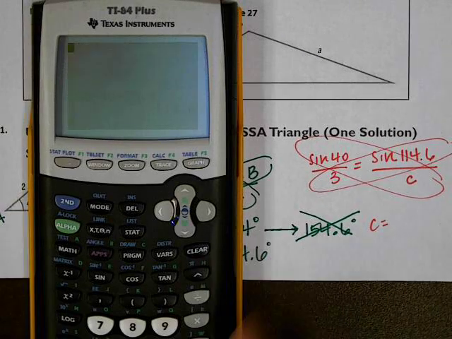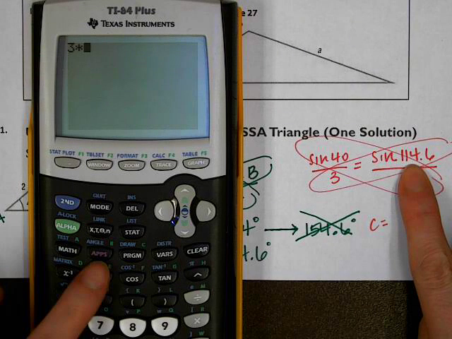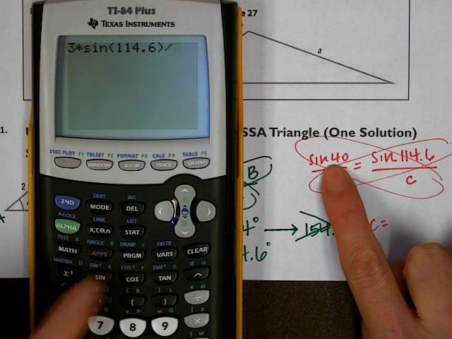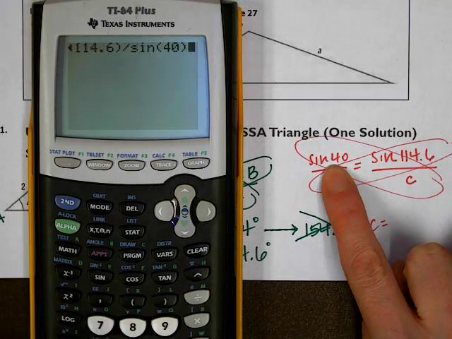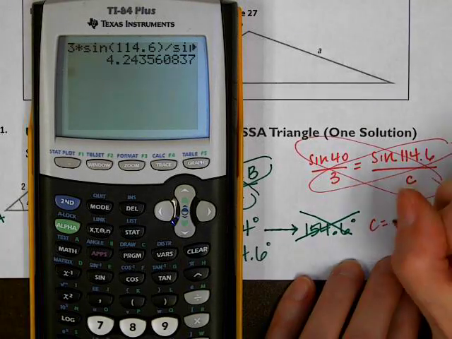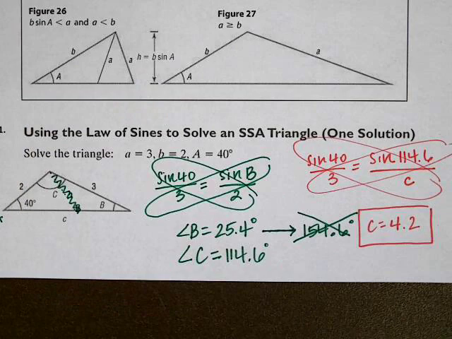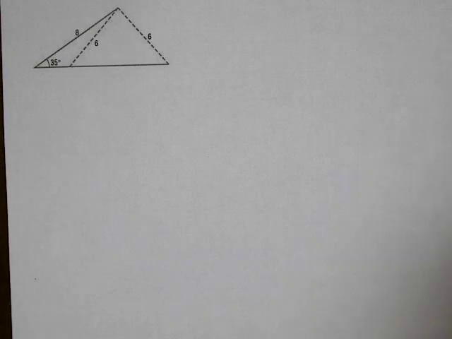So we have 3 times sine of 114.6 divided by sine of 40. And no inverse on this one because we're just finding a side. So C is about 4.2. And I think that's all we need. All right, awesome. Let's try one more.